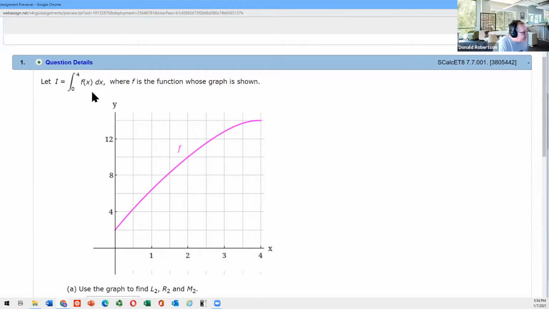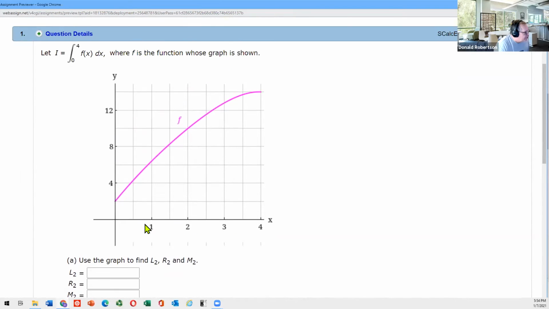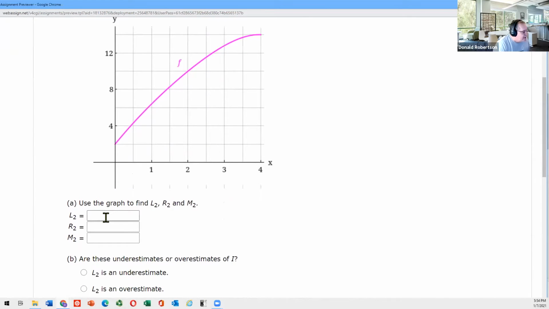Here is a function f. It's from 0 to 4. And it's asking you to find, using only this graph, L2, R2, and M2. Well, that won't take much work.